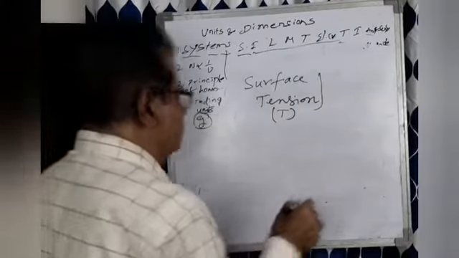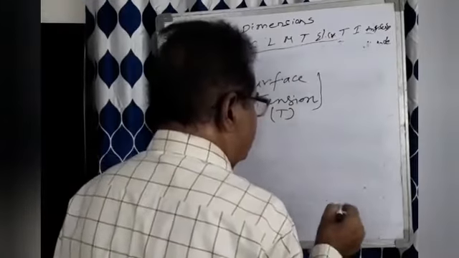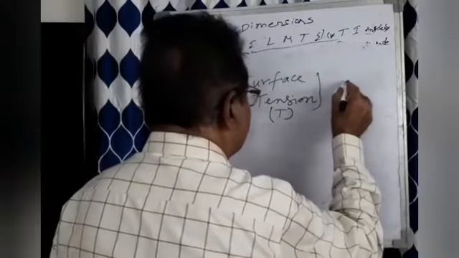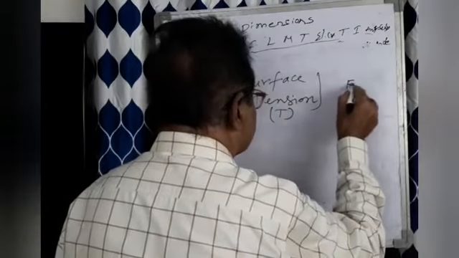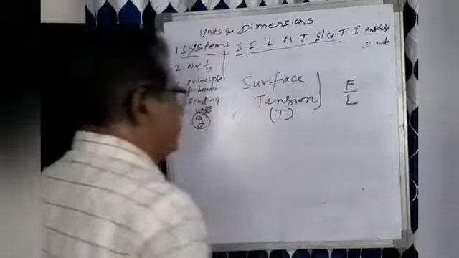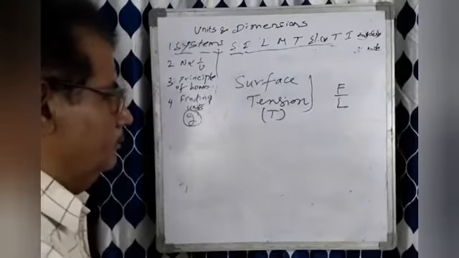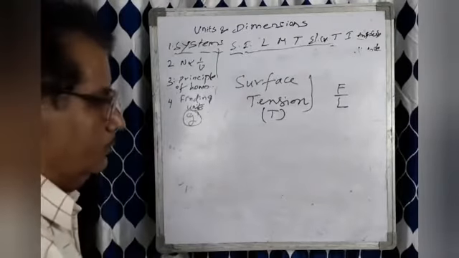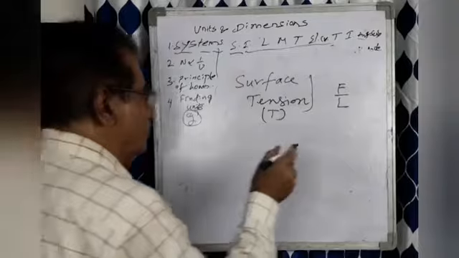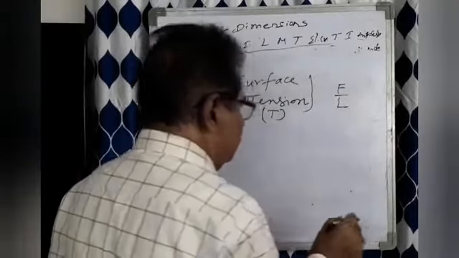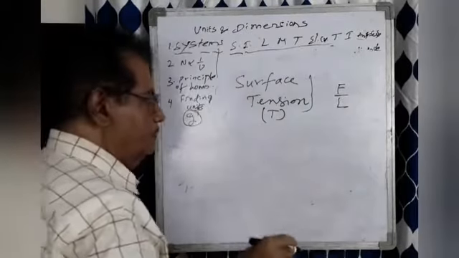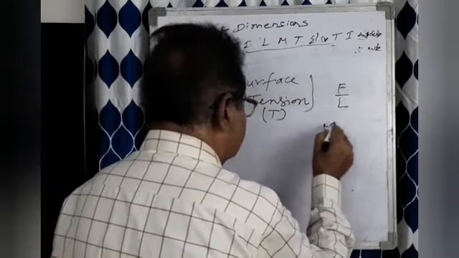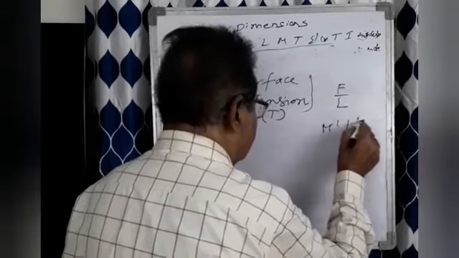What is its definition? Afterwards, when you get this chapter, definitely you will read this definition as force per unit length. If you just know that point, you can get the unit or dimensions of it. Surface tension is defined as force acting per unit length on the surface of the liquid. Force per unit length means, what is force? M power 1. This you must know.